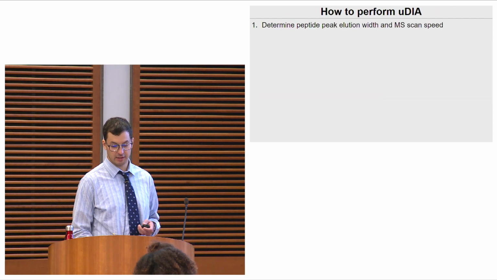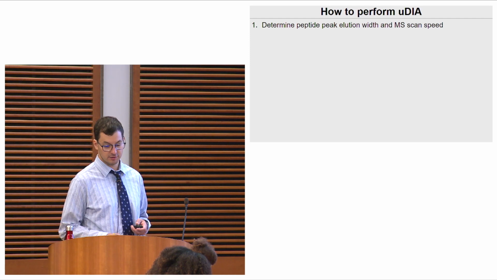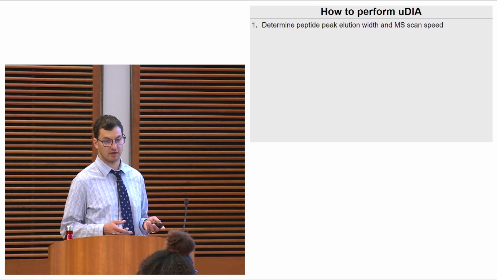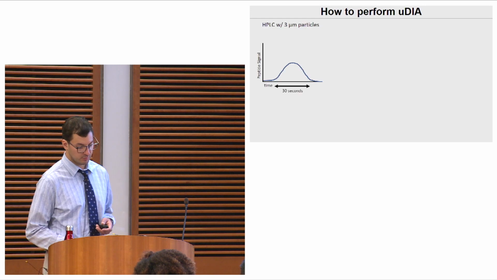Now let's talk about how you would actually perform untargeted DIA. First, you need to determine your chromatographic peak width and your mass spec scan speed. This is because you need to match that scan rate to your peak width to make sure you can get at least 10 measurements across your peak. Some people say 5, some people say 15. I say 10.